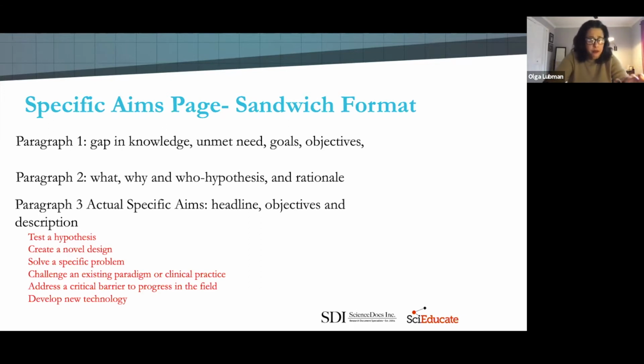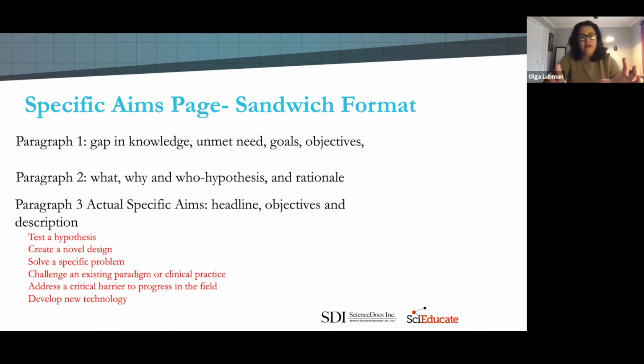So the specific aims page can be approached in the sandwich format, where in paragraph 1, you talk about the gap in knowledge, unmet need, goals, and objectives. In paragraph 2, you have to clearly define what it is that you're proposing, how you came to your hypothesis, and the rationale for your specific aims. Paragraph 3 needs to be the actual specific aims, so the meat of what you're proposing to do.